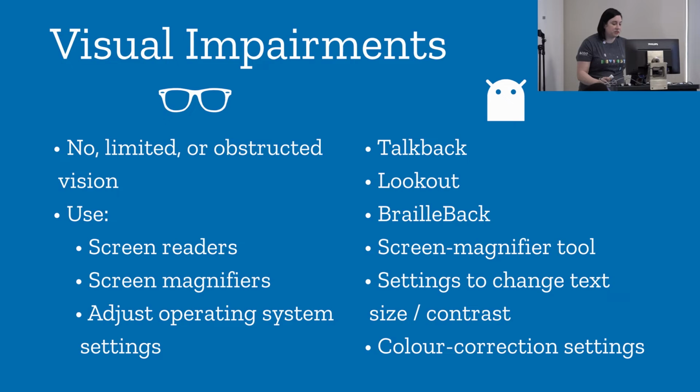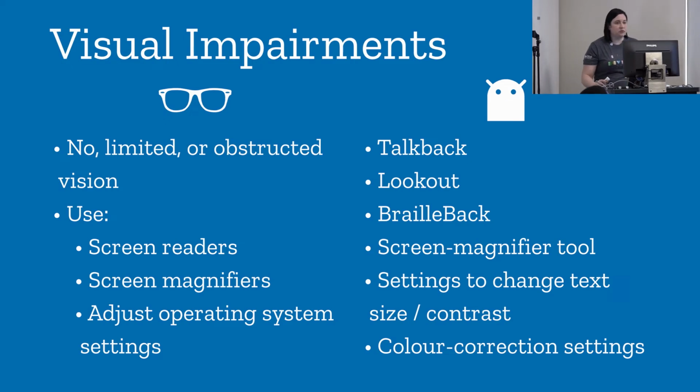So visual impairments include those with no or limited or obstructed vision. And this would include conditions like myopia or glaucoma or color blindness. Color blindness is very, very common. And folks with these disabilities use screen readers or magnifiers, or they change their operating system settings to read. So Android actually provides a myriad of options to assist these folks.